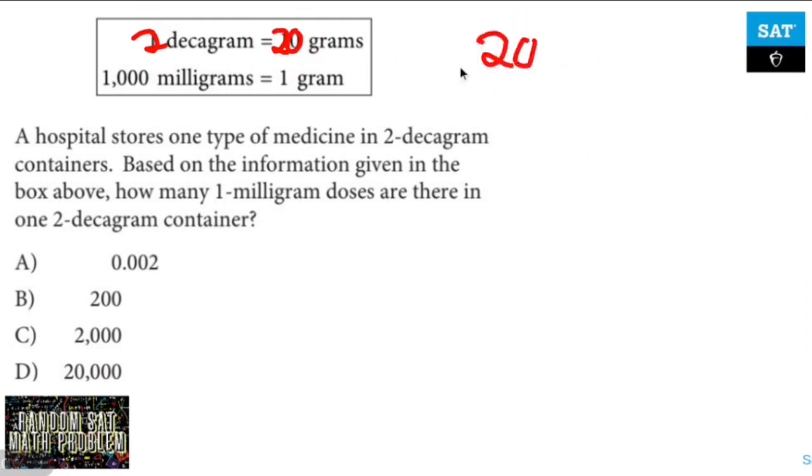Now, each 1 gram is 1,000 milligrams, and they want to know how many milligrams you've got. So 1 gram is 1,000, so 20 grams is 20 times 1,000, which is 20,000. So this one's not that bad at all. Pretty basic. No complaints here. Done.